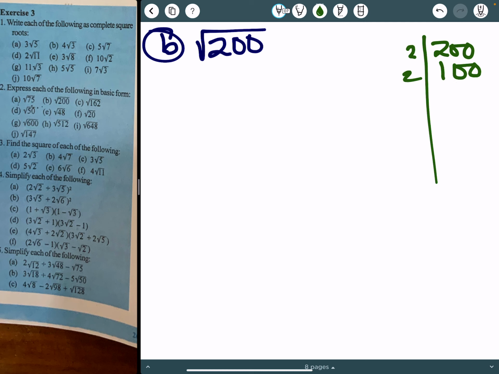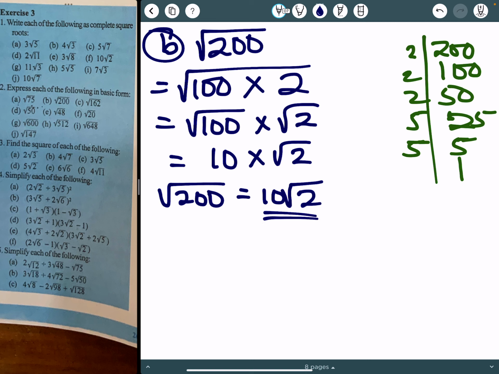So, I'm going to multiply all those that are in pairs. 5 times 5 are in pairs. I'll multiply it by 2 times 2. What does that give me? 5 times 5, 25. 25 times 2, 50. 50 times 2, 100. So I'll write root 200 as root 100 times 2. Root 100 times 2 is the same thing as root 100 times root 2. The square root of 100 is 10. 10 times root 2 will give me 10 root 2. So root 200 in the basic form is 10 root 2.